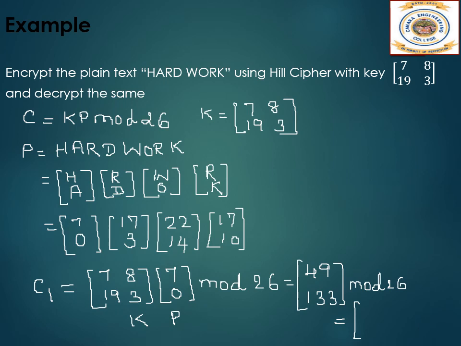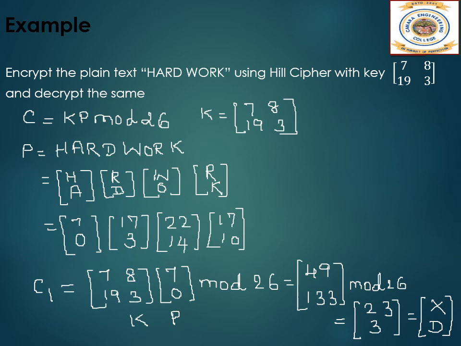So what do we get over here? We have to do mod 26. So after doing mod 26, 49 mod 26, we get it as 23. 133 mod 26, we get it as 3. Now we write the alphabet equivalent of this. So 23 is equal to X and 3 is equal to D. So this is the first step.